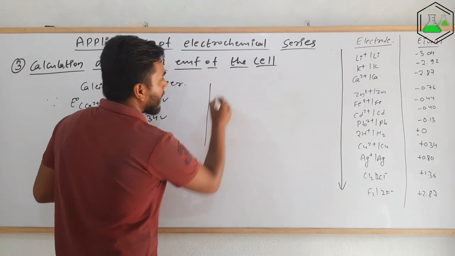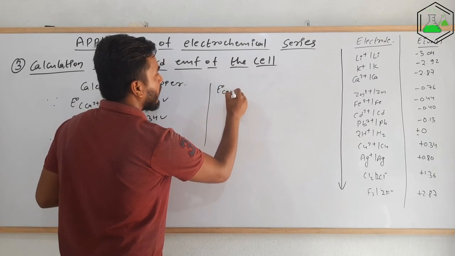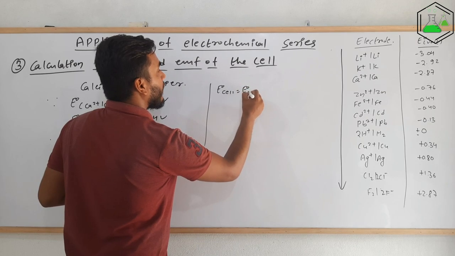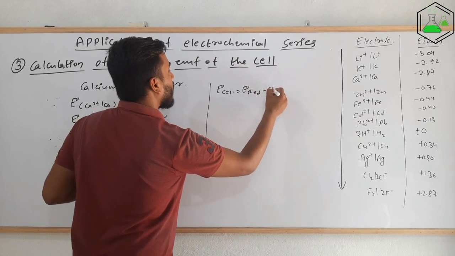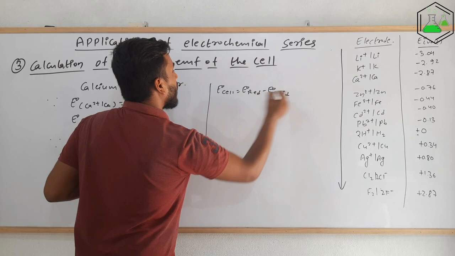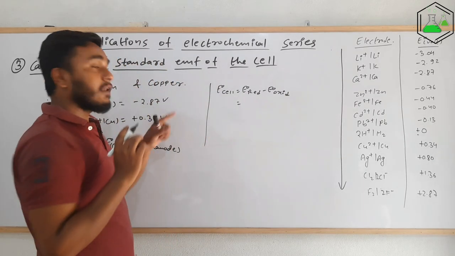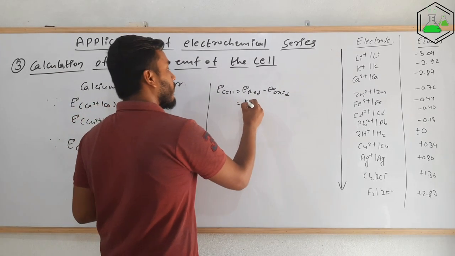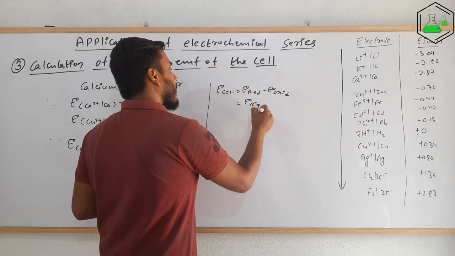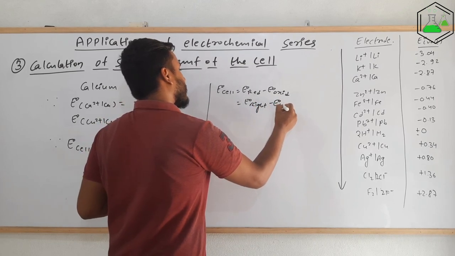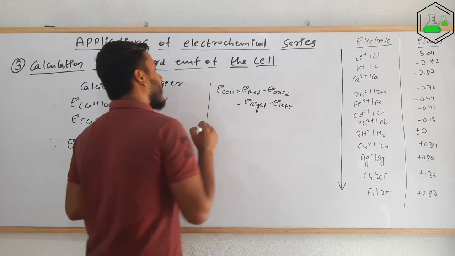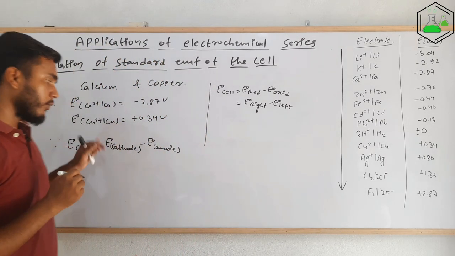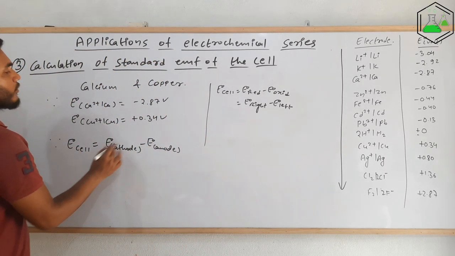This formula can also be written as E naught cell is equal to E naught reduction half minus E naught oxidation half, or if the cell notation of the cell is given, then we can use the formula E naught right minus E naught left. So we can use any formula, the meaning is same. We are getting the same value. So let's put the values over here.